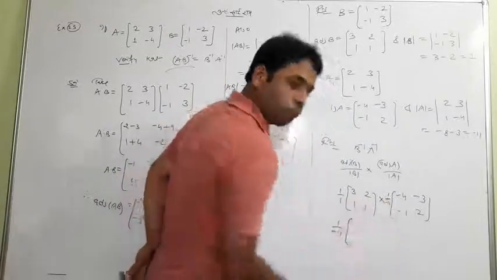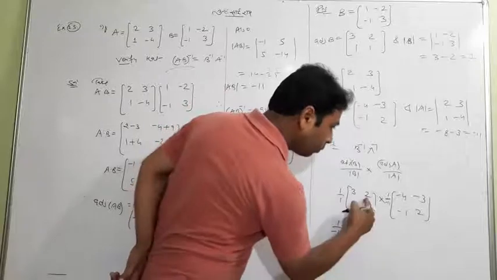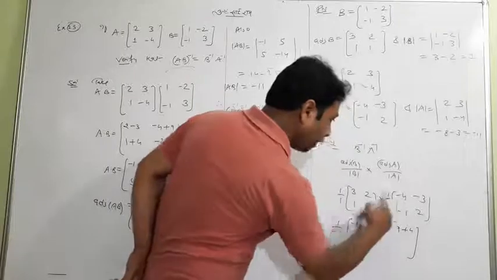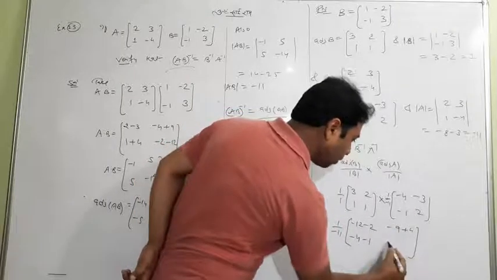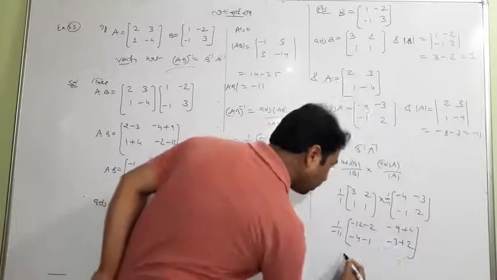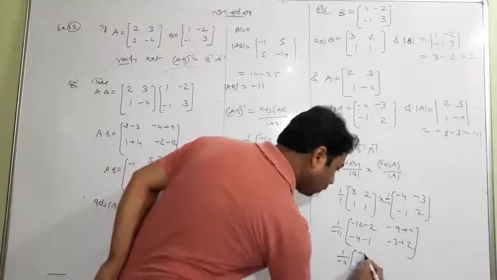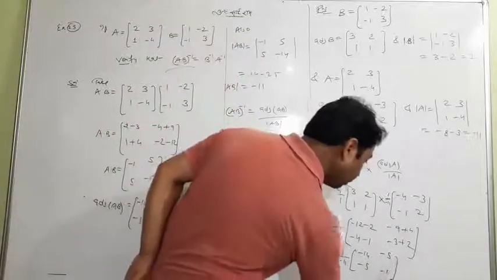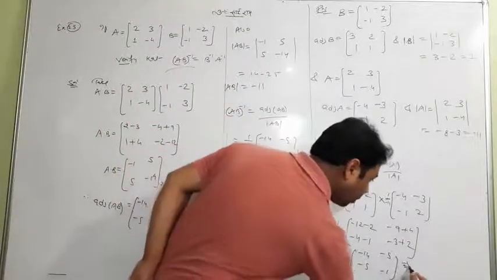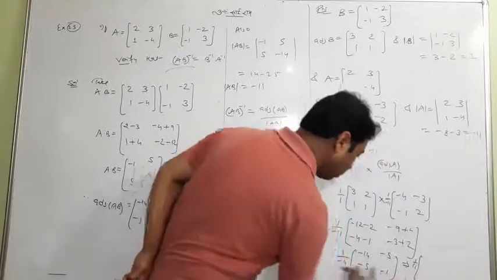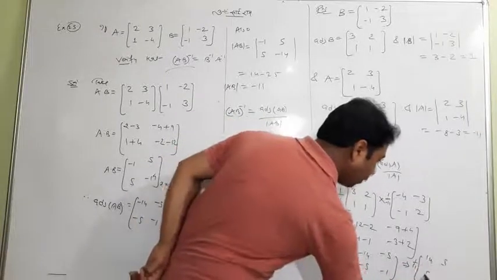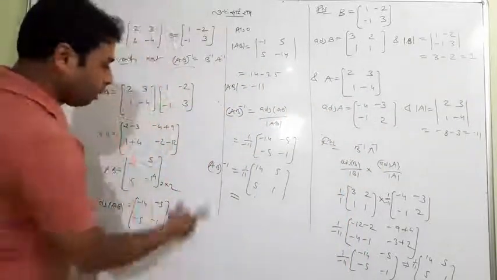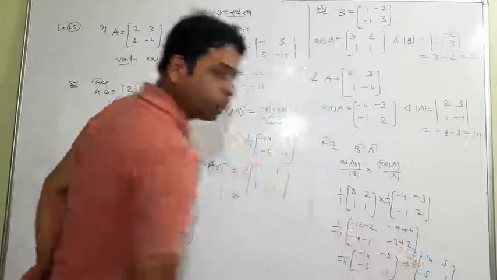And multiply these two. First row to first column: 12, 2 ones are 2. First to second column: 9, 2 twos are 4. Second to first column: minus 4, minus 1. Second to second column: minus 3 plus 2. What comes finally? Minus 14, minus 5, minus 5, and minus 1. Multiply the minus inside the matrix, and 1 by 11 will remain the same: 14, 5, 5 and 1. So whatever we got, this side and this side are the same. So AB inverse equals B inverse into A inverse, hence proved.